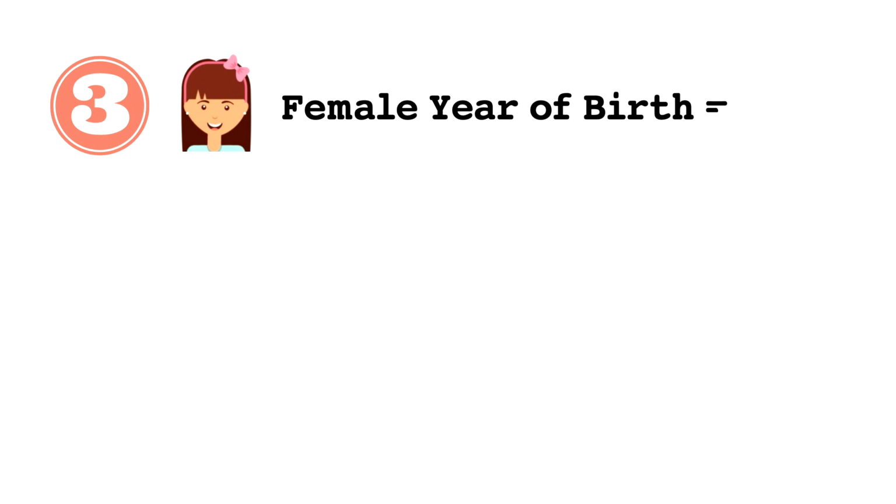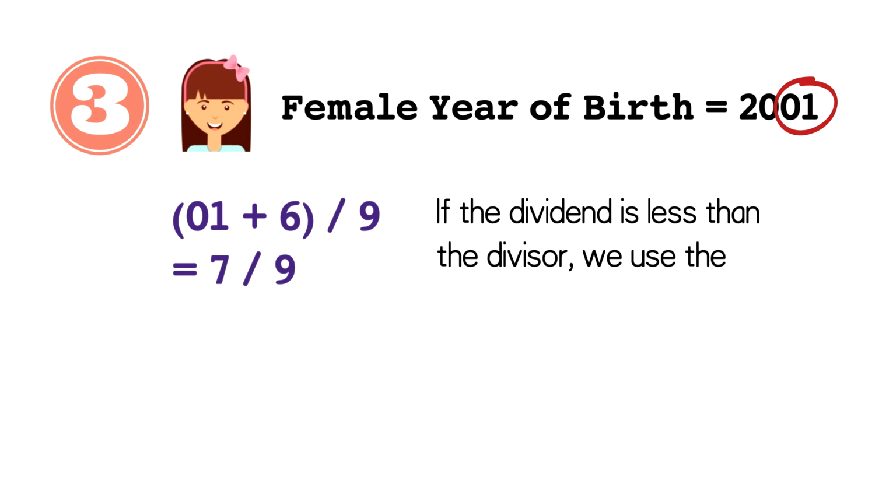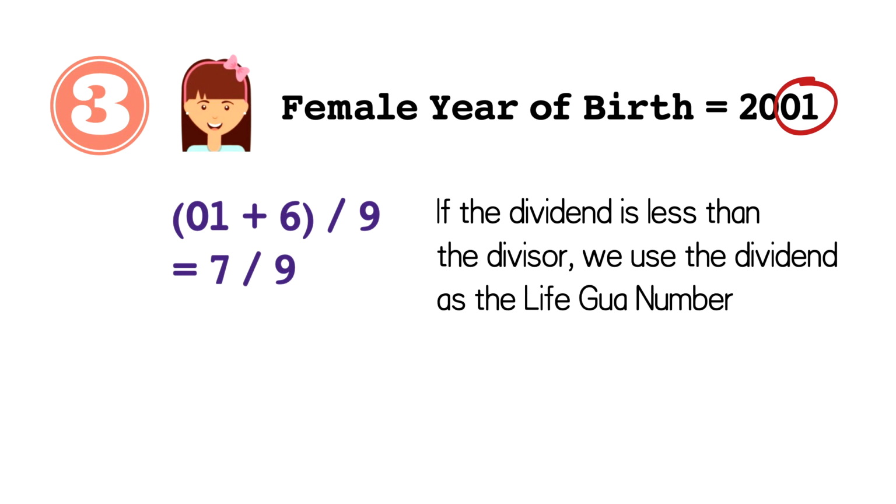Here's another example. If you're a female born in 2001, the last two digits of your birth year is 01, so according to the formula, we use 01 plus 6 divided by 9. And that's 7 divided by 9. In this case, if the dividend, which is 7, is less than the divisor, which is 9, then we use the dividend as the Life Gua number. Therefore, the Life Gua number is 7.